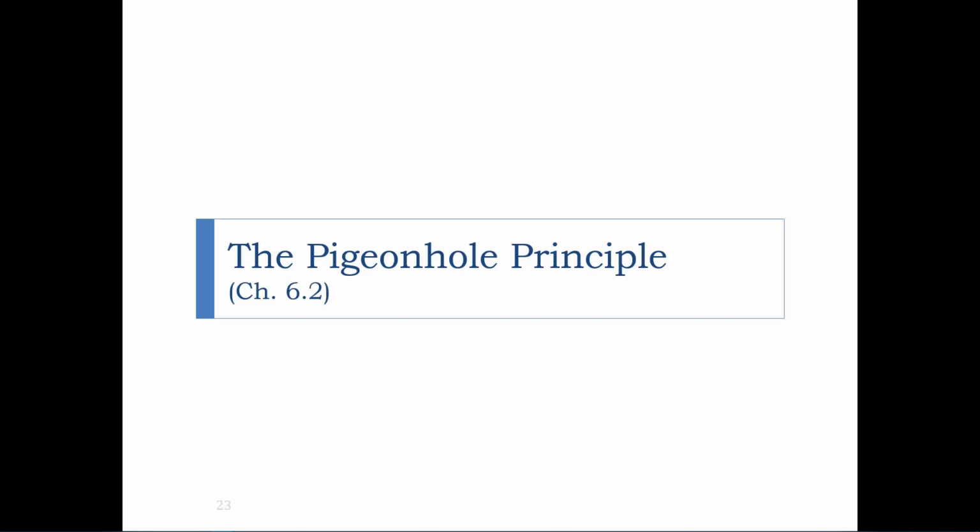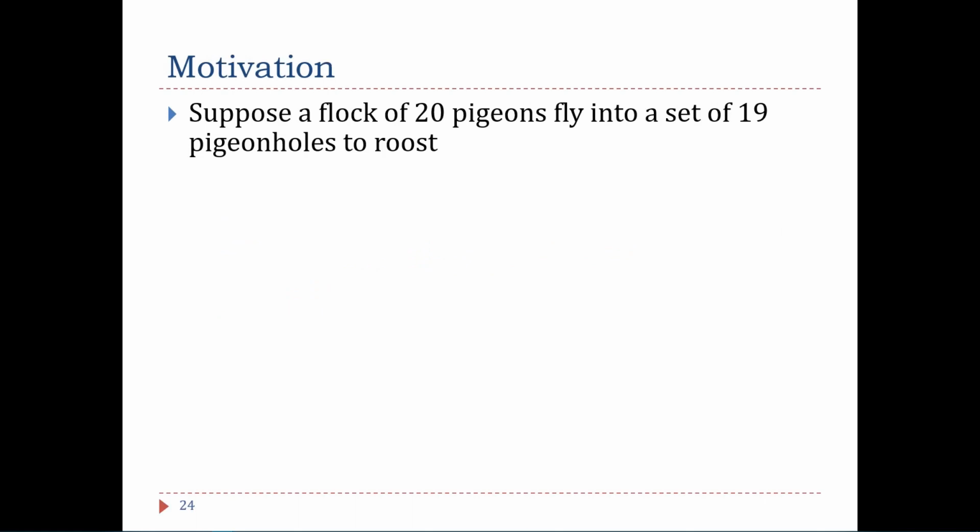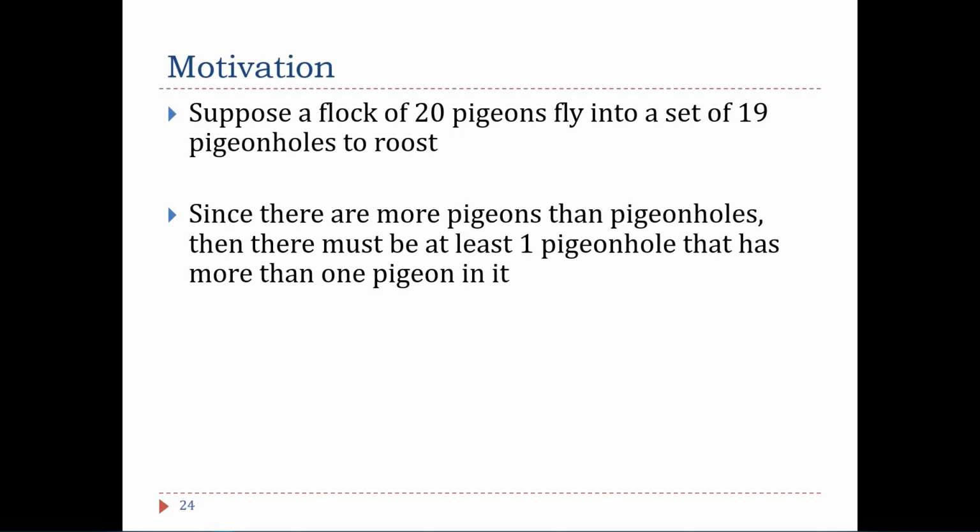Okay. Well, actually, it's divided into two parts. The first one is the basic pigeonhole principle, and then another chunk which is about the generalized pigeonhole principle. So let's see the motivation for this. Suppose a flock of 20 pigeons fly into a set of 19 pigeonholes to roost. Since there are more pigeons than pigeonholes, then there must be at least one pigeonhole that has more than one pigeon in it. Try to think about it.